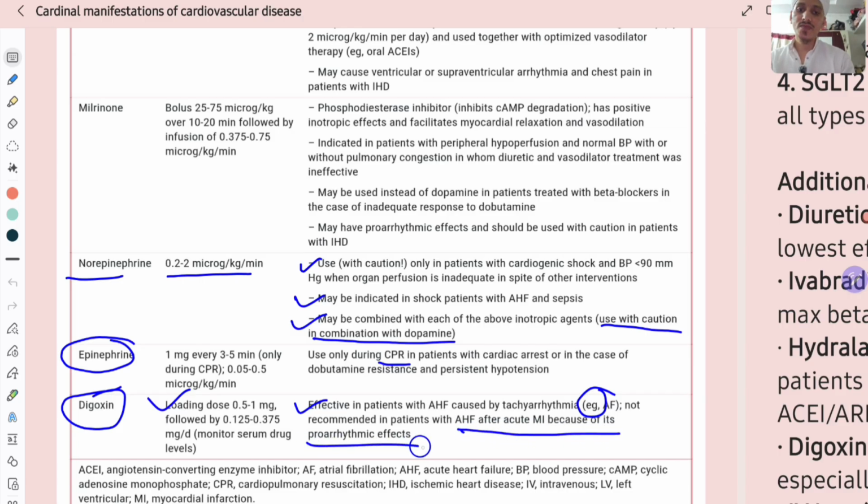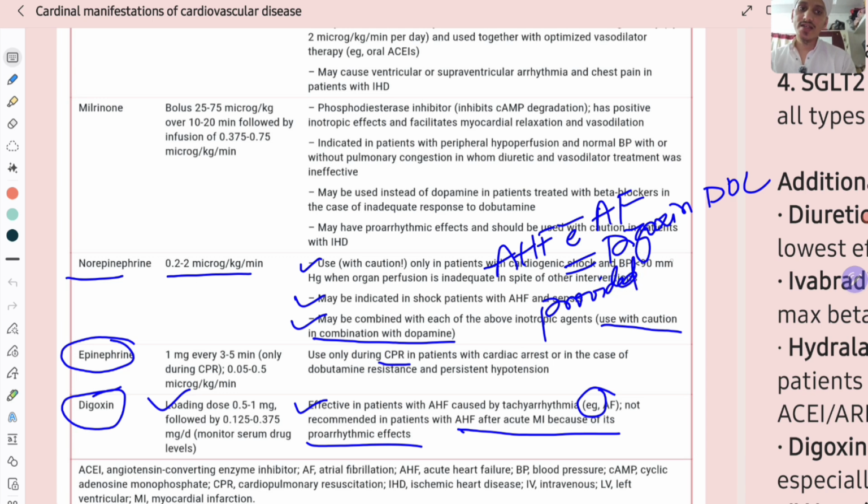Okay. So AHF with AF, digoxin is the drug of choice, provided MI should not be there, because of its pro-arrhythmic effect. Okay. Loading dose is 0.5 to 1 mg and followed by 0.125 to 0.375 mg. Monitor the serum drug levels.